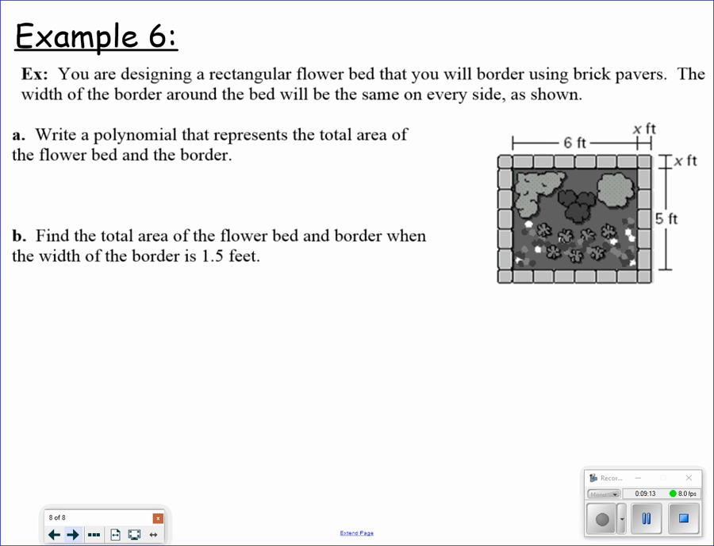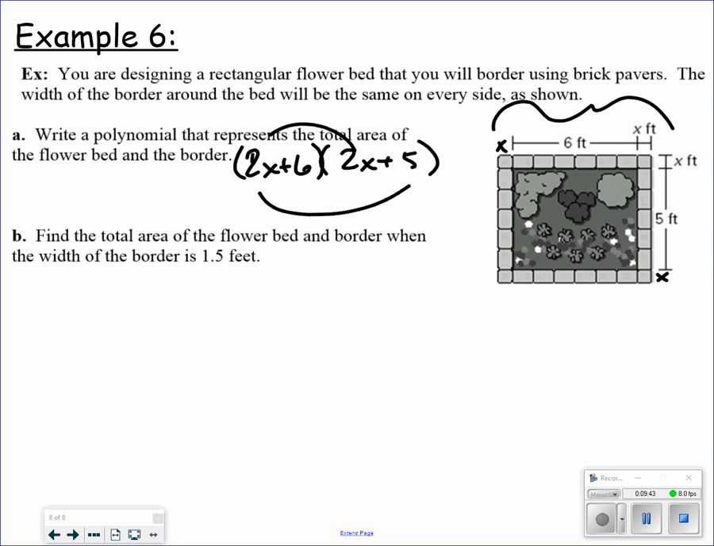Last one, we're going to find you are designing a rectangular flower bed and you decide to put brick pavers. The width of the border around the bed will be the same on every side. So this is also x, and this side is also x because it's the same brick paver. Write a polynomial that represents the total area of the flower bed. So the top is 2x plus 6, and the side is 2x plus 5. So if I FOILed that, that would be the area of the flower bed.